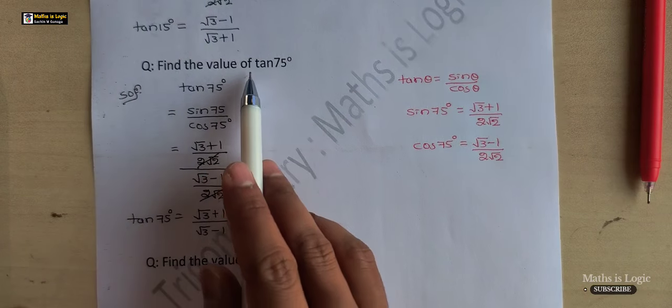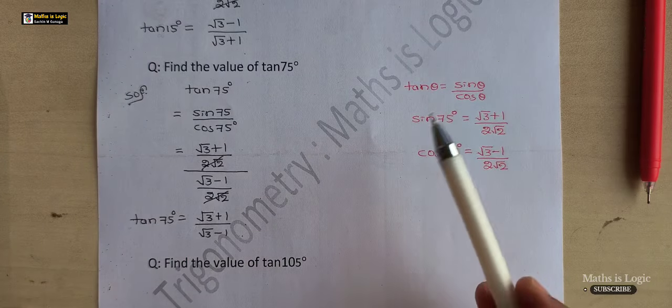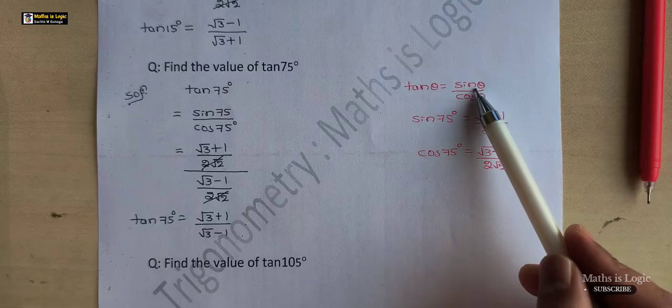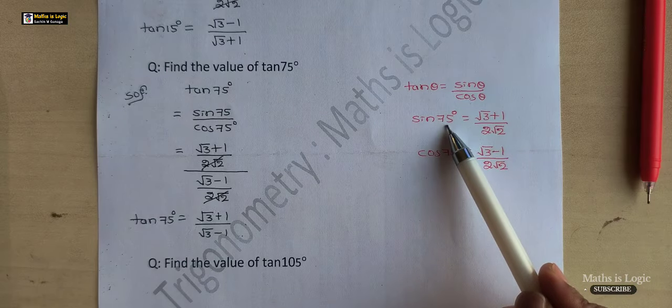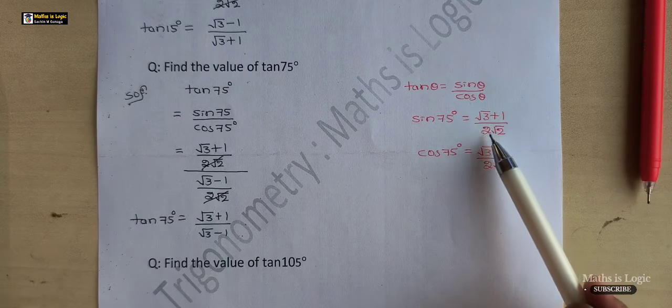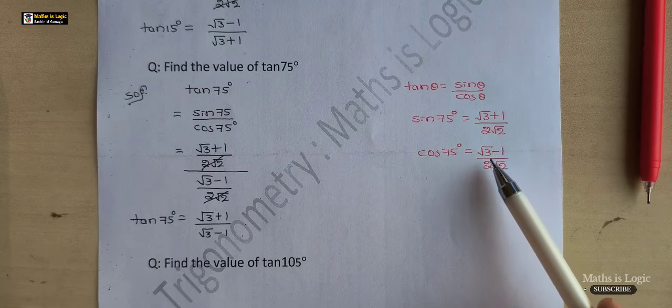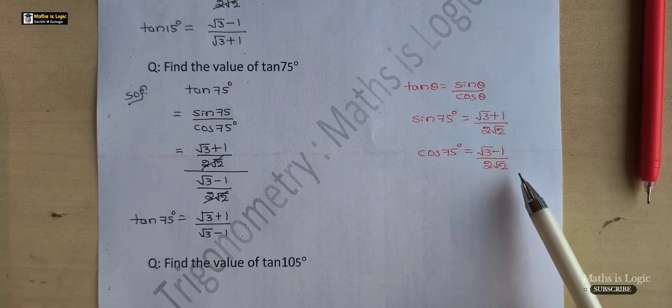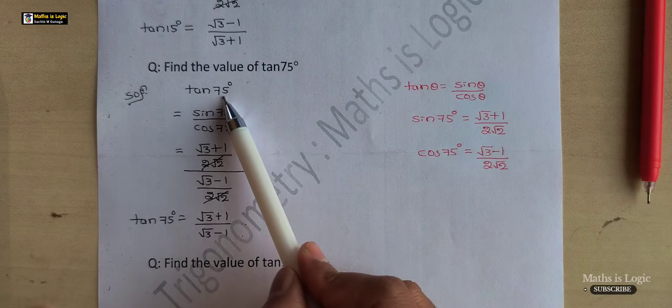Next, find the value of tan 75 degree. Again it is the same. Remember the tan theta formula: sin theta divided by cos theta. Also remember the sin 75 degree value, root 3 plus 1 divided by 2 root 2, and the cos 75 degree value is root 3 minus 1 divided by 2 root 2.